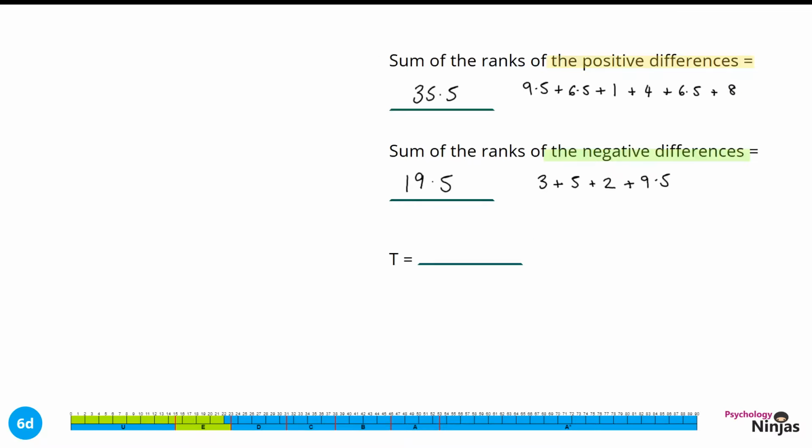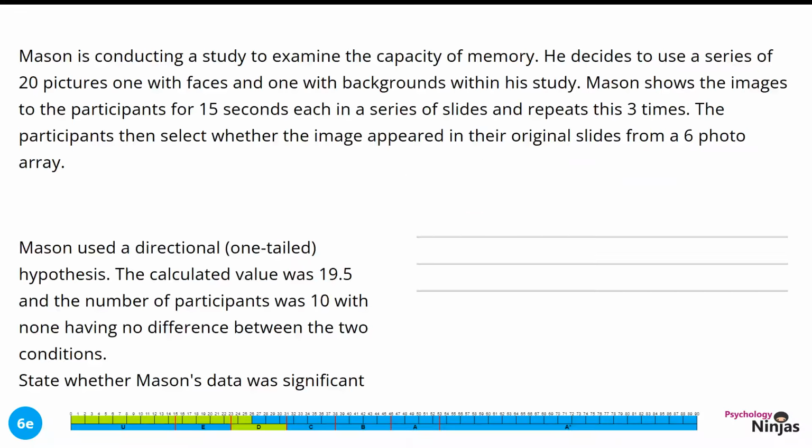The final stage is to determine T. T is whichever of these two rank values is lower. So here, our T value is 19.5 because that is less than 35.5.